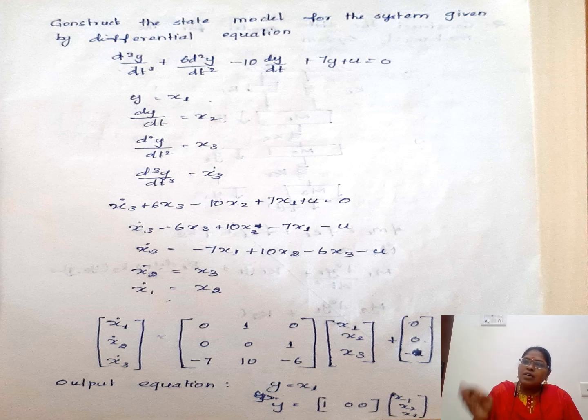Now you have three state variables and three first order derivatives, x1 dot, x2 dot and x3 dot. That is the equation. From this, find the matrices: this is the system matrix and this is the input matrix. Next, find the output equation, y equal to x1. Since you have three state variables, I can represent it as 1, 0, 0 into x1, x2 and x3. This is how you get the state model from differential equations.